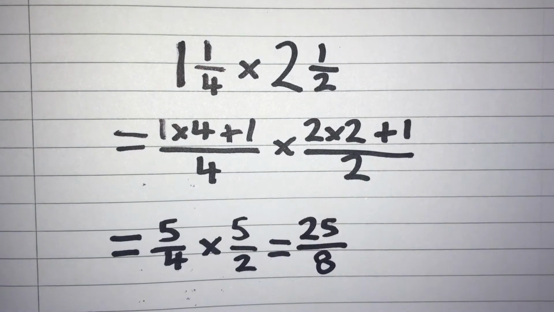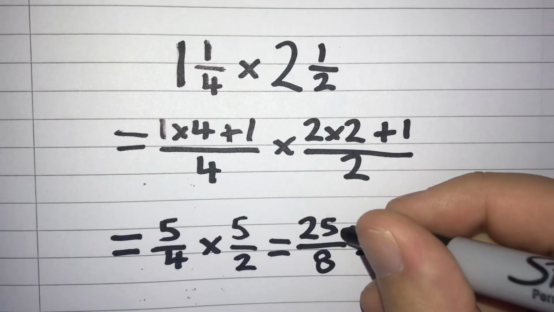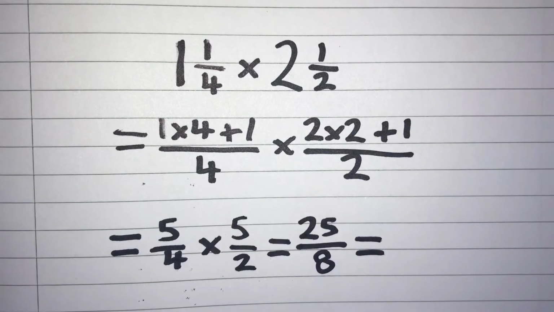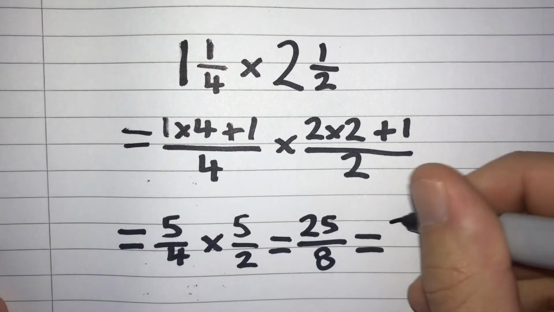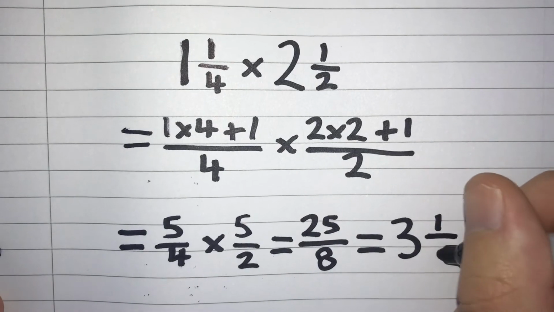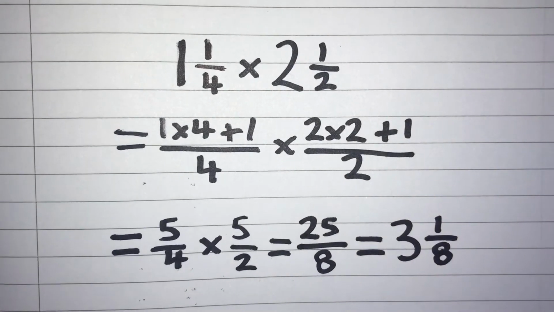And we can then turn this into a mixed number again. If we think, what's 25 divided by 8 going to give us? Well, that's going to give us 3 whole ones with 1 left over. So we'd end up with 3 and 1/8 is our answer.